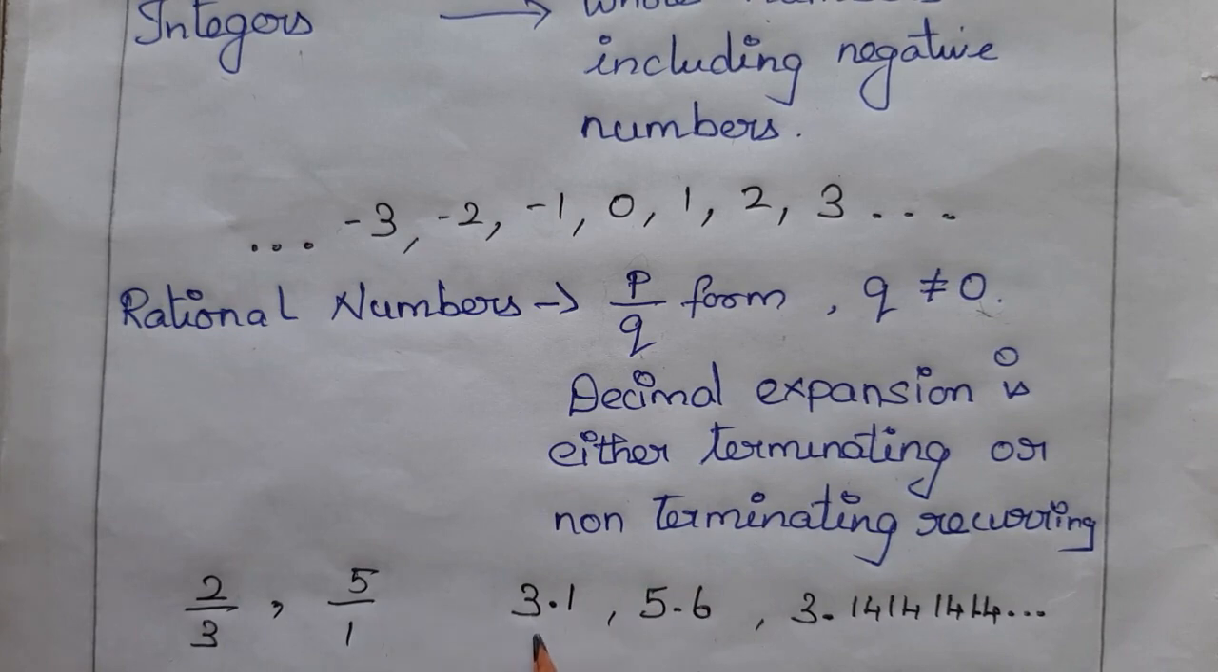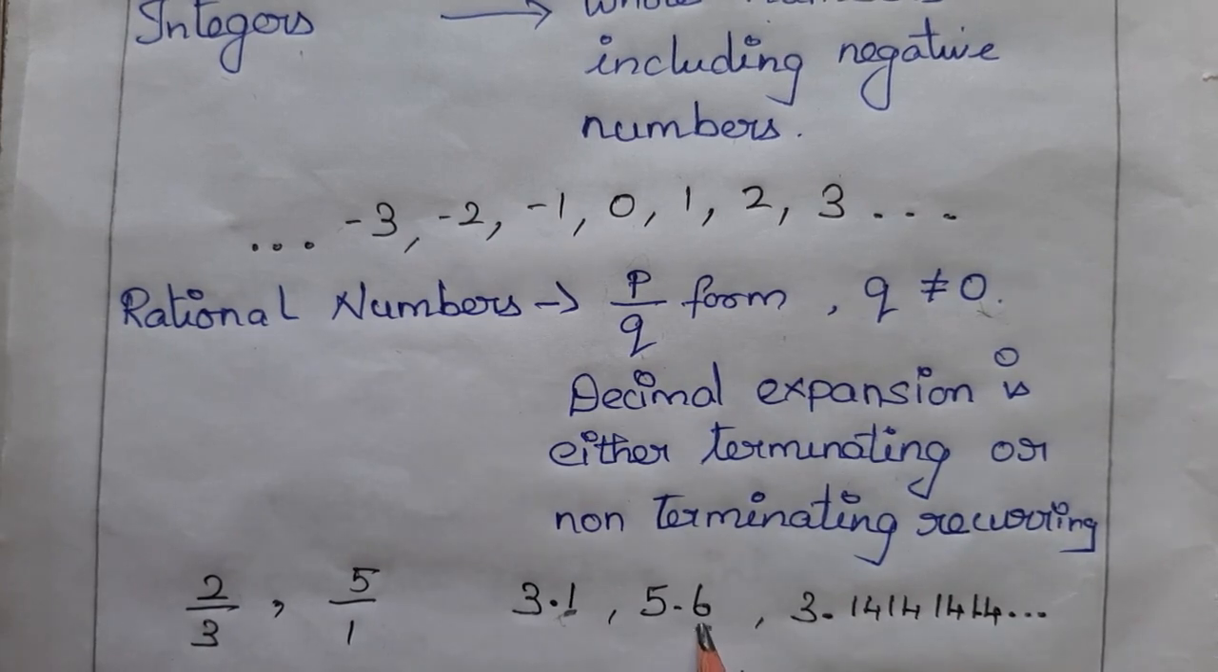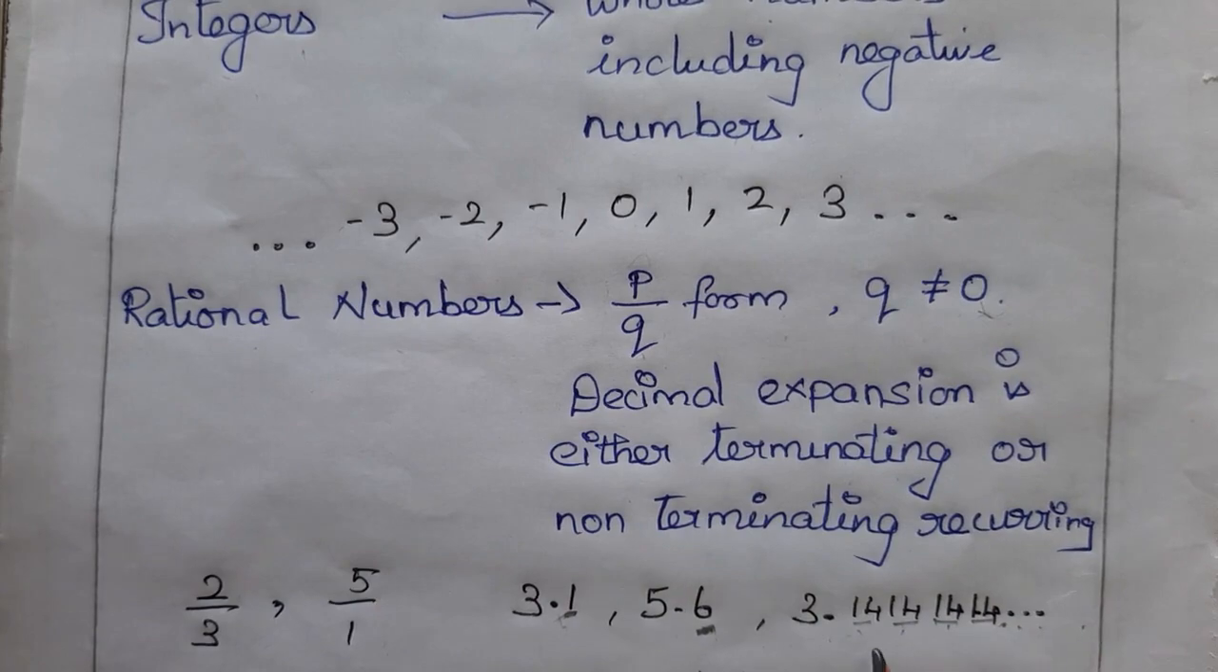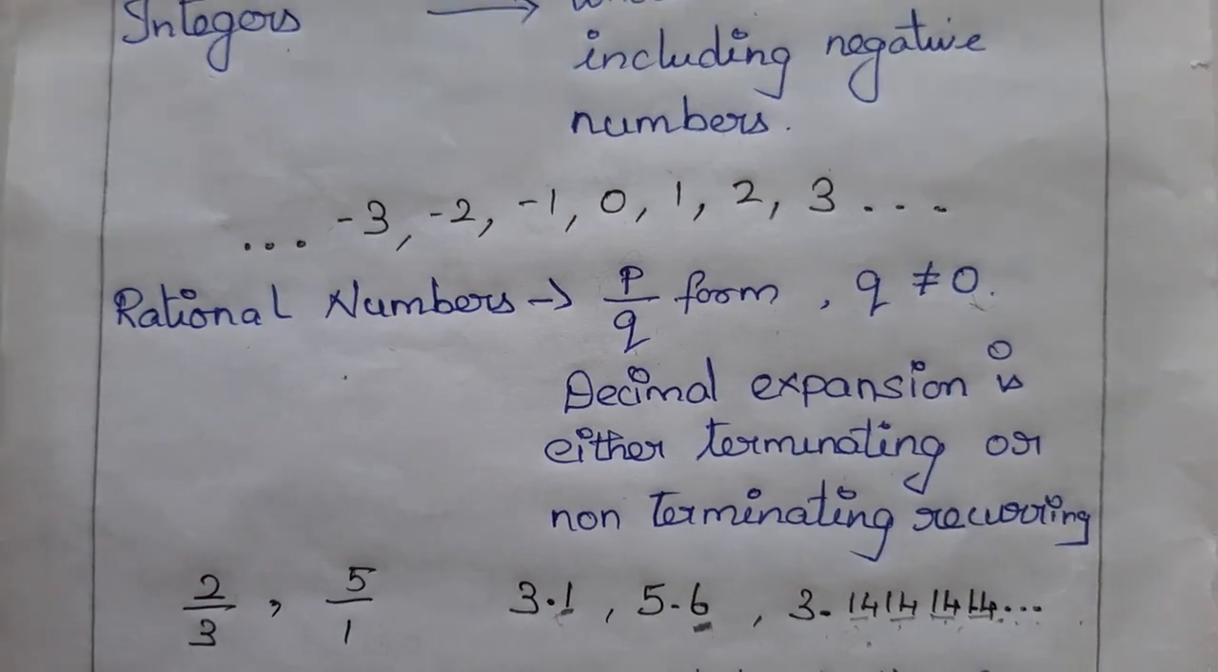For decimals, 3.1 is terminating, 5.6 is terminating, and 3.141414 is not terminating but recurring; 14141414 goes on. So these kinds of numbers are rational numbers.